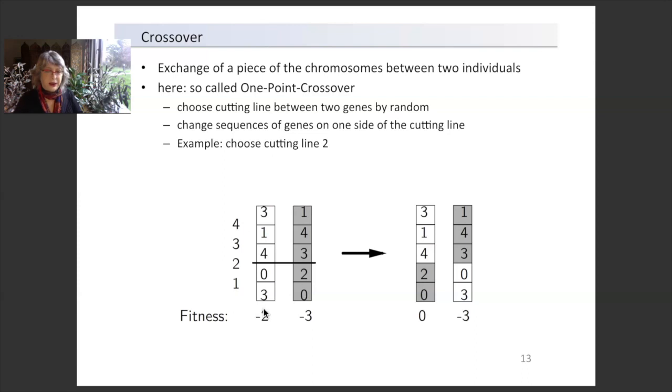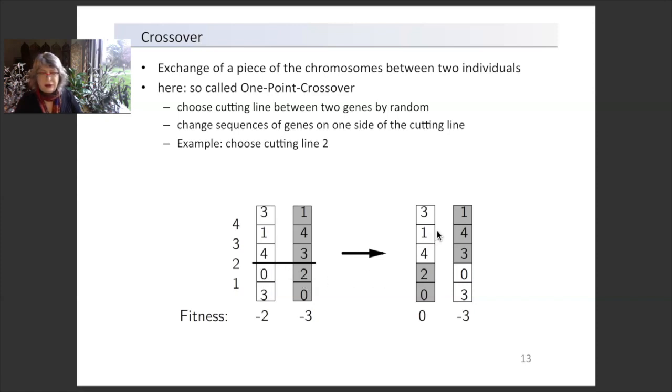These are the original parental chromosomes. Notice the content is as given here. One of the parents is shown in white and the other in gray. The fitness is -2 for the first chromosome, and it is -3 for the second parental chromosome. By the crossover, the part on the other side of the cutting line is exchanged. So these values are copied to this chromosome, and these are copied to that one.